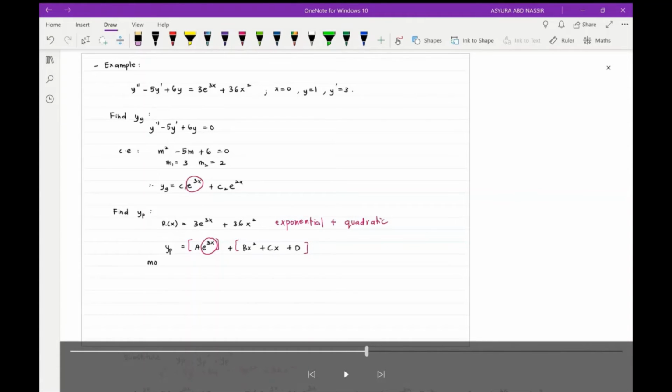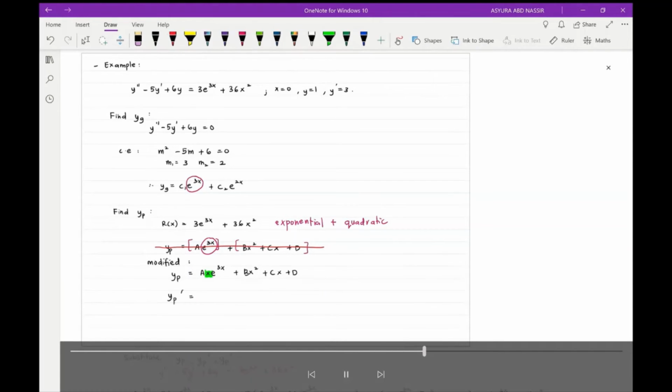Okay, look at that. Since you have the similar terms in yp and yg, then you need to modify your yp. So, modify, and then you will get your new yp is axe^(3x), and the quadratic will be the same. So you just modify for your e^(3x). Okay, you will get axe^(3x). So in this step, you can just cancel off your old yp.